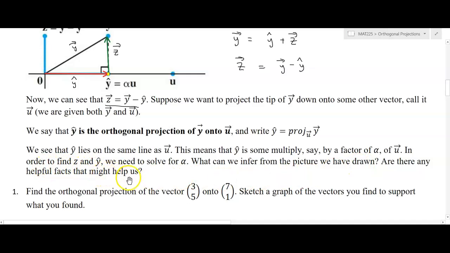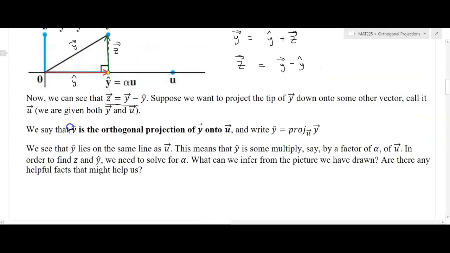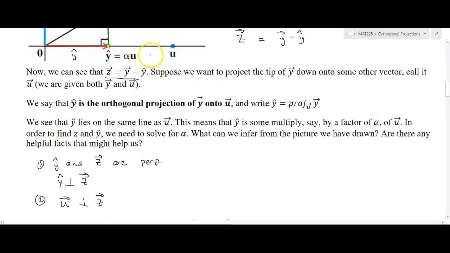In order to find z and y hat, we need to solve for alpha. What can we infer from the picture we have drawn? Are there any helpful facts that might help us? Well, we've already described orthogonality as giving us the ability to have zero dot products. So I see that, first of all, y hat and z are perpendicular. I can make a couple of observations. One, y hat and z are perpendicular, and I can write that like this: y hat is perpendicular to z. And I can also observe that u is perpendicular to z, because remember, y hat and u lie along the same line.